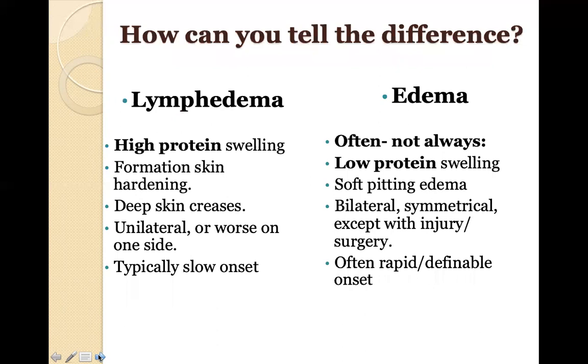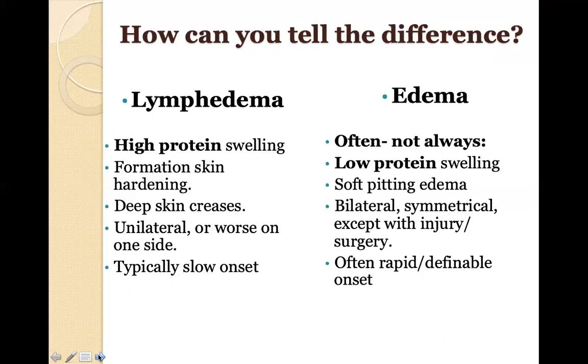How can you tell the difference? Lymphedema, high protein swelling, we talked about that. Formation of skin hardening, and that is progressive, doesn't happen instantly. Deep skin creases exist, particularly at the joint areas. And with lymphedema, it's unilateral, or if it exists bilaterally, it will be worse on one side than the other, and typically comes on somewhat slowly. Whereas if edema is bilateral, it's going to be symmetrical, with the exception maybe of injury or surgery.